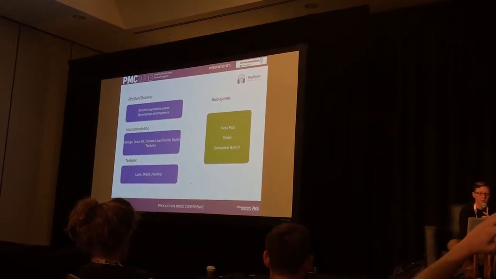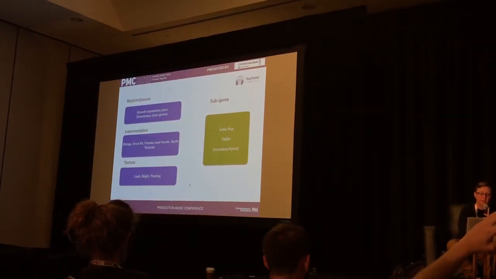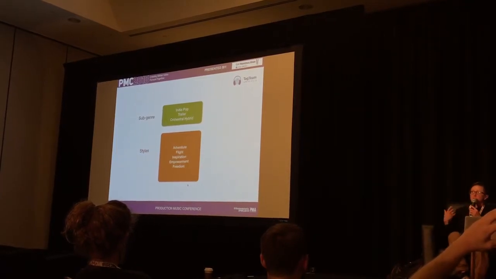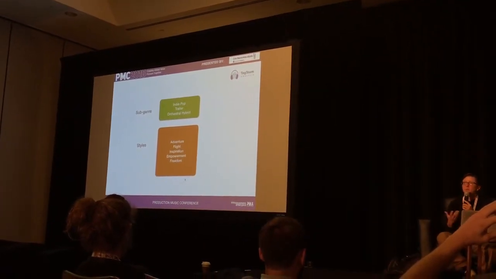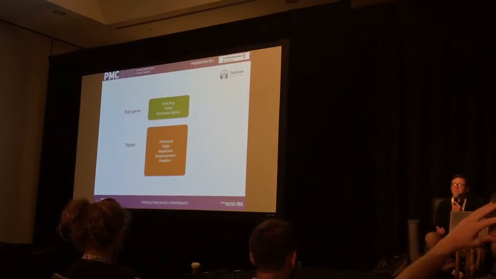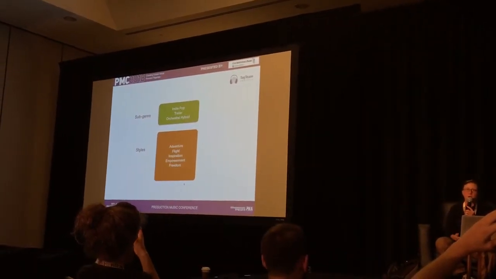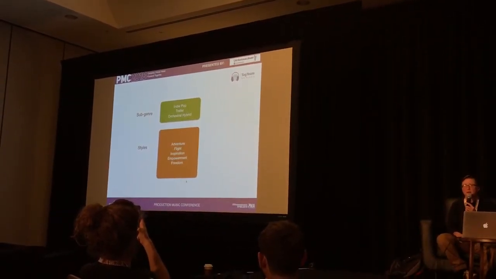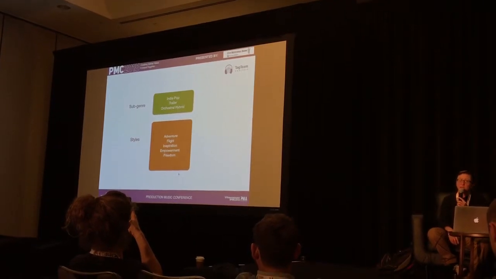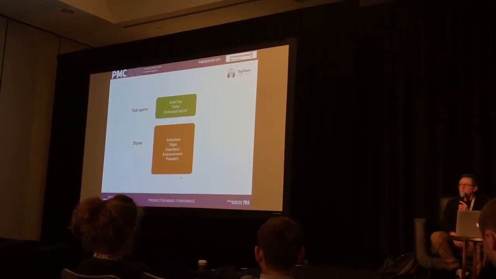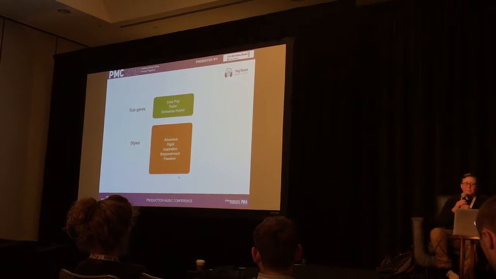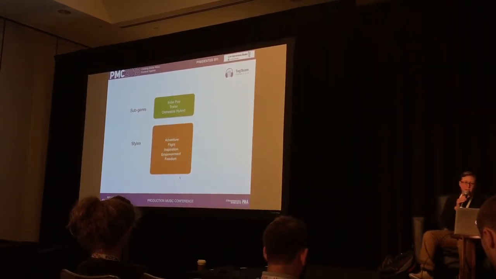And textures are really important too, because it really describes the shape of the song. And some people really need to know what the texture is. Is it smooth? Is it hard? Is it gritty? Is it tough? Is it gentle? Is it floating? Those are all really good descriptors to use when you're describing your music. And then also here we have the subgenres and the styles.